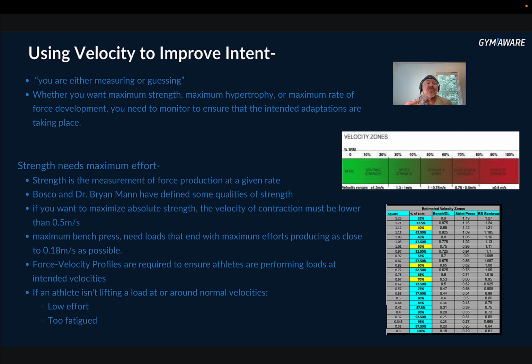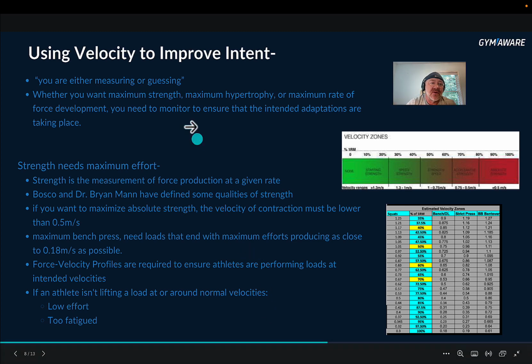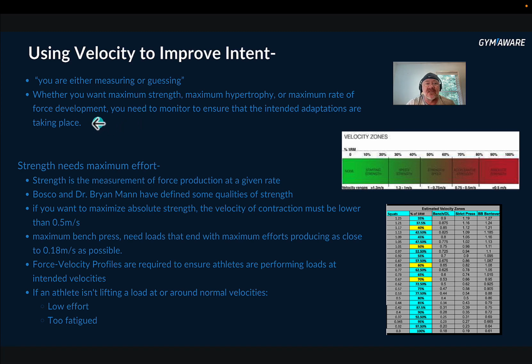Now we're going to talk about, so what do you do? How do you ensure that you're performing a lift in a particular manner that's going to elicit the response you're after? So you're going to be either measuring or guessing. You've heard me say that. If you follow me at all, it's so important.